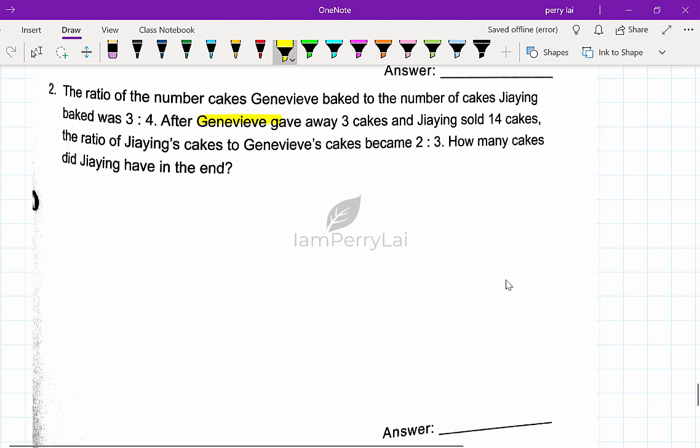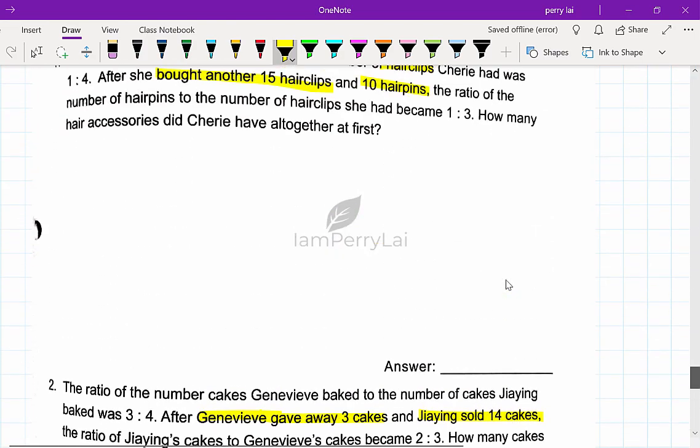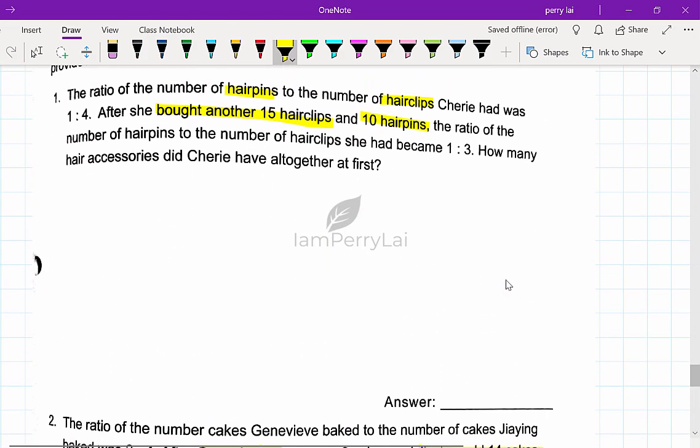Okay, so Genevieve gave away 3, Jiaying sold 4, so both receive a change as well. So let's see what the method is to solve this kind of question. There are two kinds of hair accessories. There are pins and there are clips. And the ratio at first was 1:4, pins to hair clips. 1 unit, 4 units. This is at first.